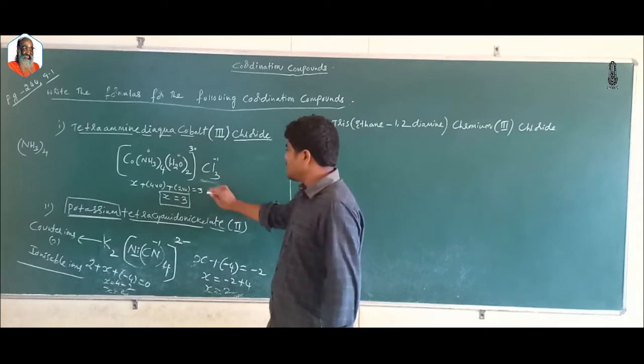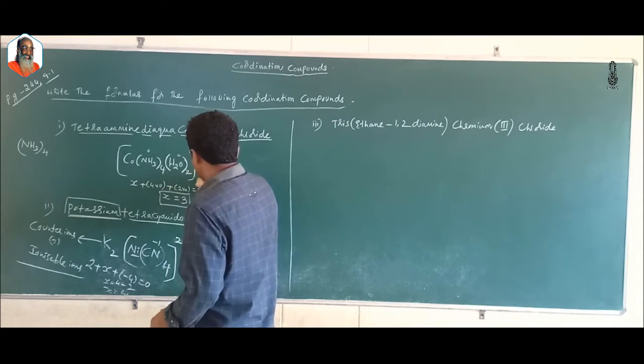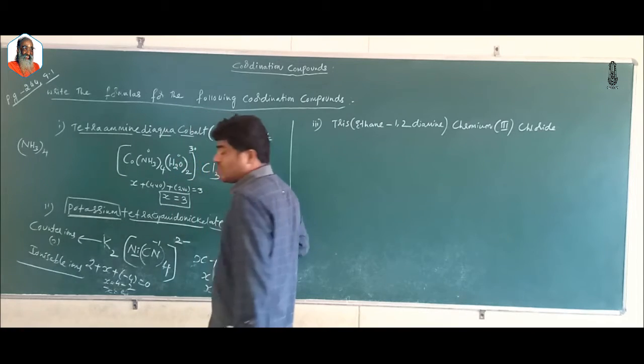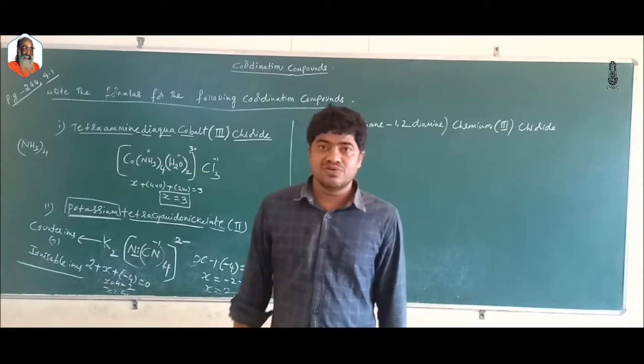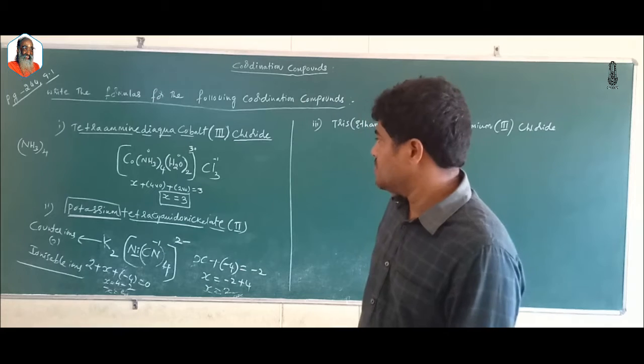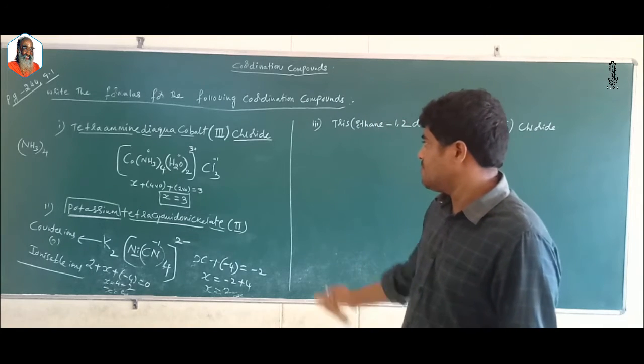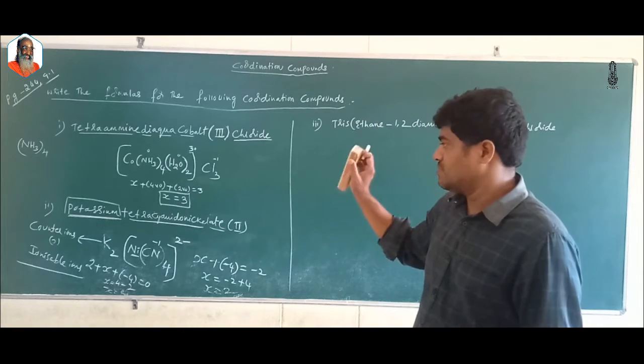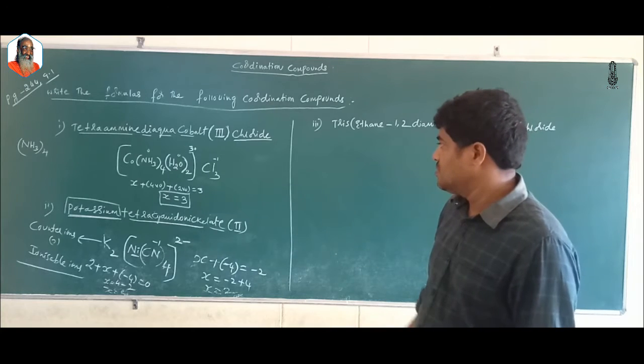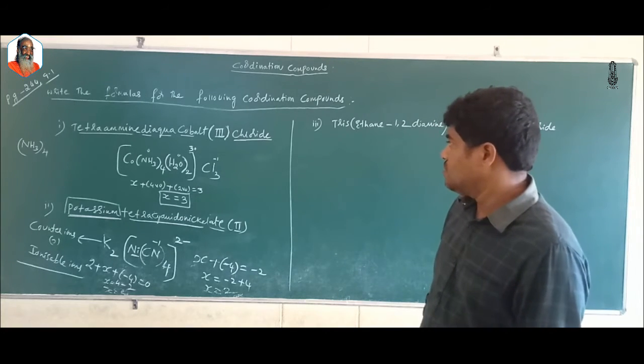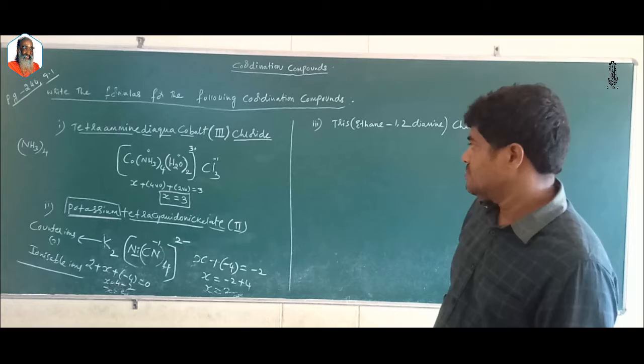So while naming that anion or cation, you should not name them with number. There should be no change in its name. Chloride, potassium: don't write dipotassium, don't write trichloride.